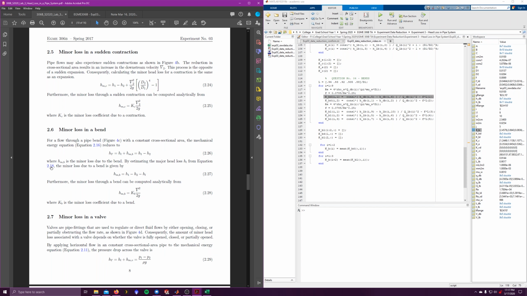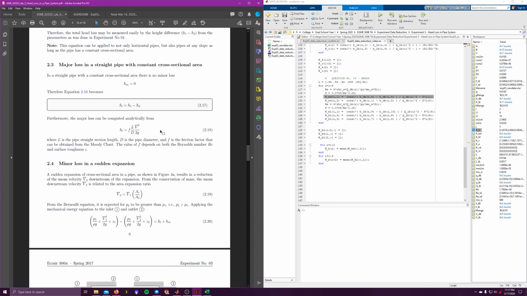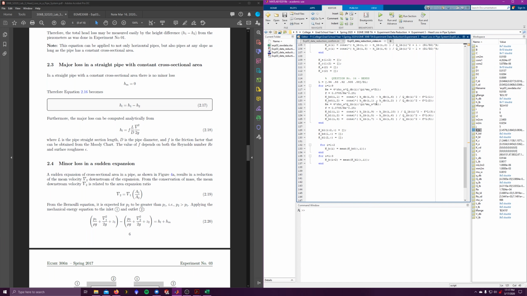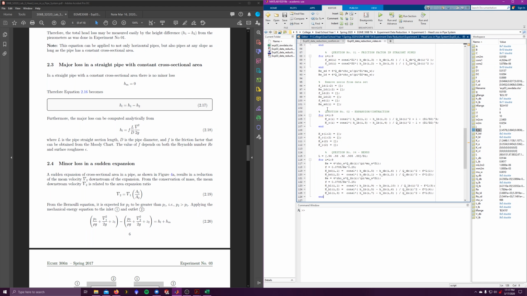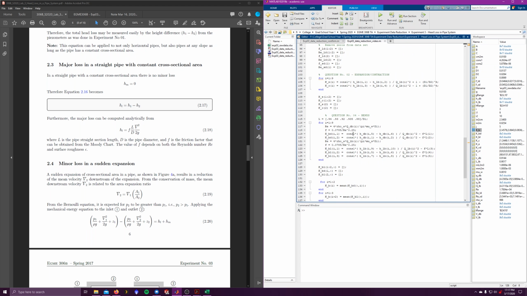Let's go to equation 2.18. So here's our major loss component. And what I've done is I basically subtracted this part out after we had the difference in height from our piezometers. Again, we have our constant here, following the same kind of logic that we've been using, so we have that in here as well. And then you'll see that I'm multiplying it by L over D right here. So you can see L is equal to L divided by D.